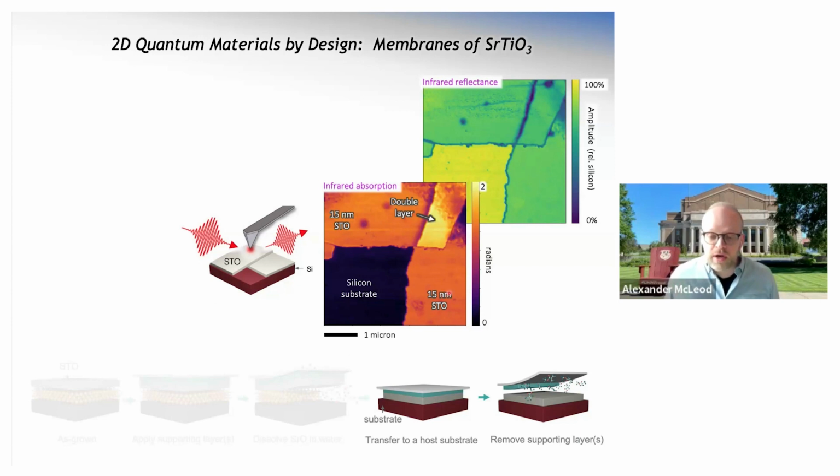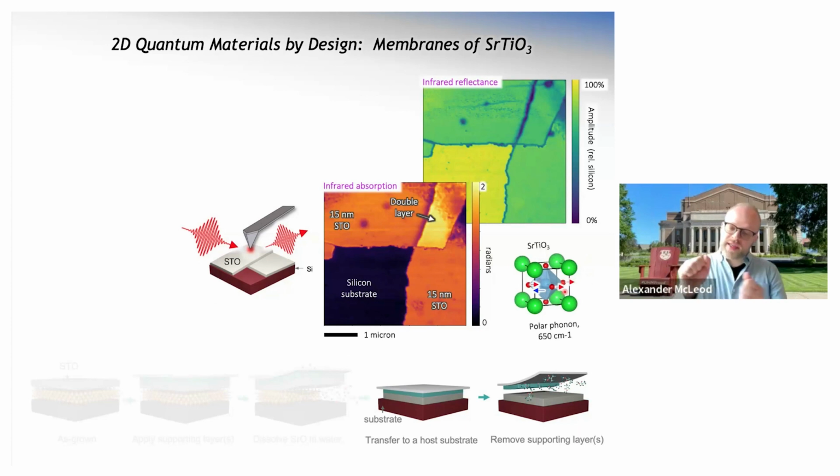So this 15 nanometer layer clearly shows some strong contrast in the infrared. Where on earth is this coming from? The answer is that we have here an optical phonon inside of the strontium titanate layer, which we can excite selectively using the infrared light. And this gives us a handle to probe the optical properties and also the crystallinity of the layer.